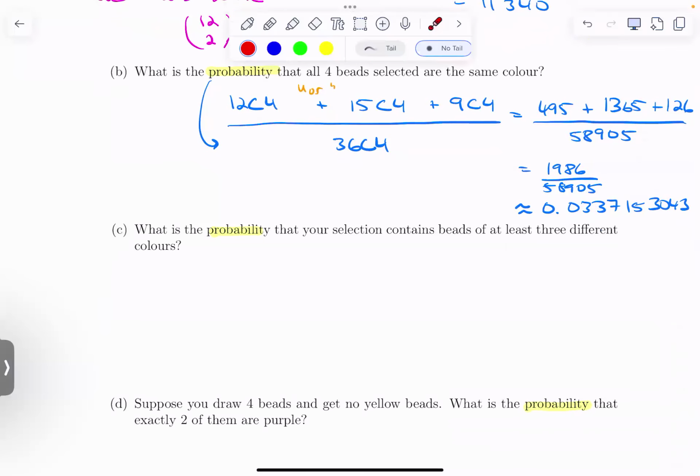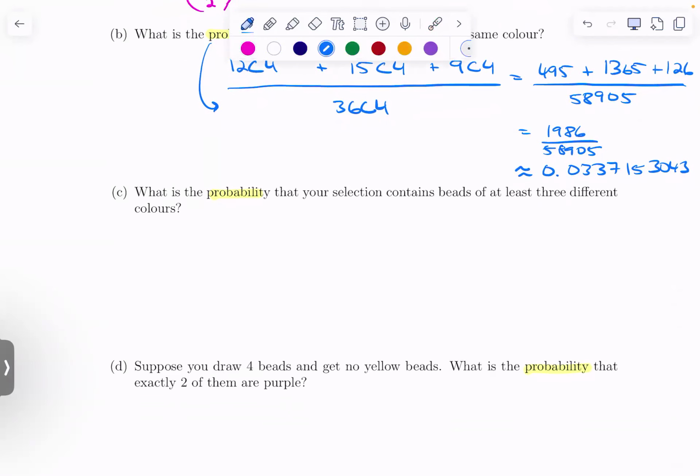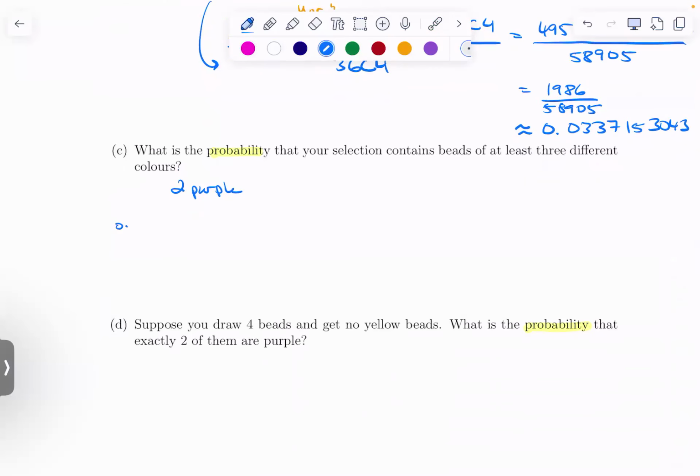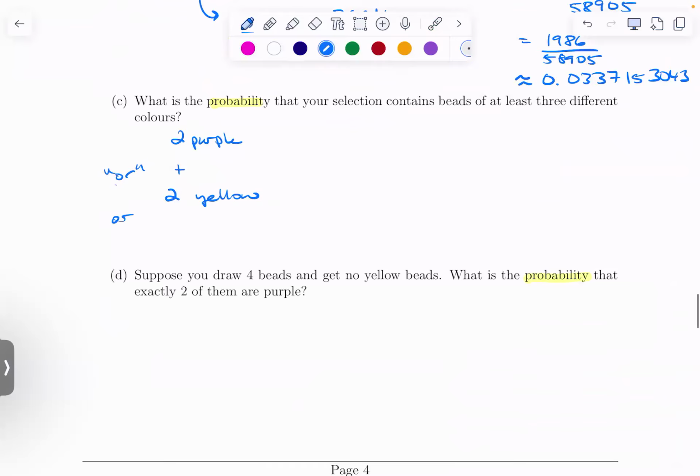And so really, for at least 3 different colors, there are 3 different possibilities, right? I could have 2 purple, or I could have 2 yellow, or I could have 2 orange. When you're saying "or," then you're adding, right?